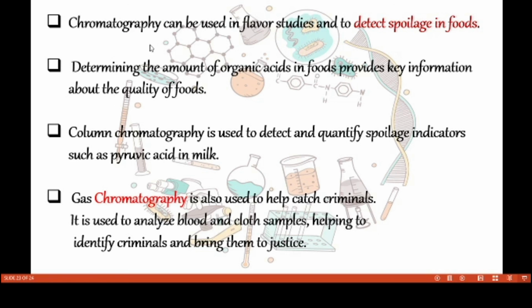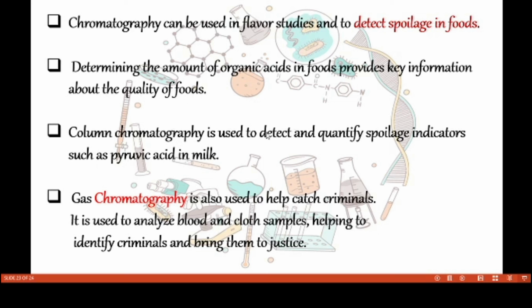Chromatography can be used in flavor studies and to detect spoilage in foods, and in determining the amount of organic acid present in the food, which gives key information about the quality of the foods. So to find out how much organic acid is present in our food, we use the chromatography method.